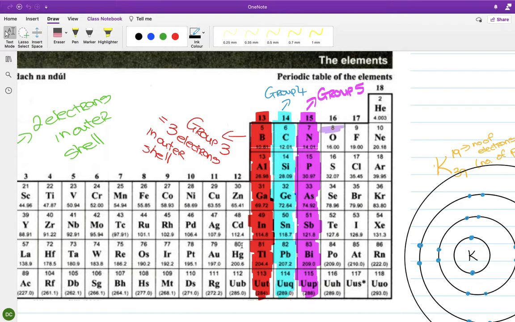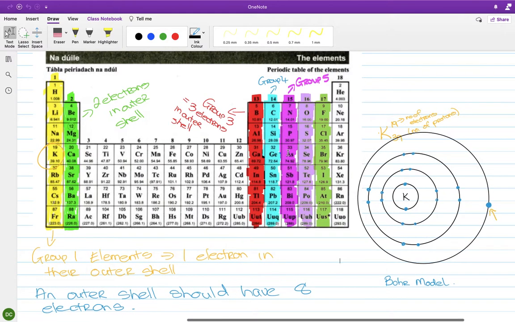This here is group 6. So that's your group 6. I'm not going to write it, but group 6, 6 electrons in the outer shell. Here's group 7. They have 7 electrons in their outer shell. So group 7 are really good friends with group 1 because group 1 want to give an electron away and group 7 only need 1 electron. Do you know? So they pair up quite nicely.